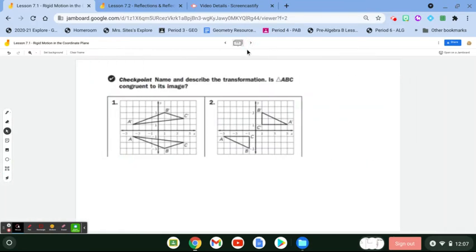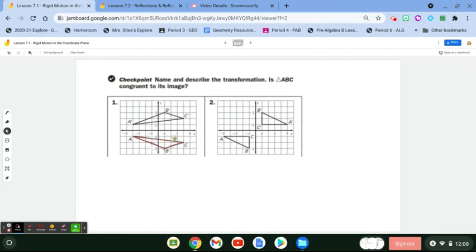All right, so guys, we're going to take a look at these ones as well. We want to name and describe the transformation and then determine is triangle ABC congruent to its image. Remember, image is the new one. So I'm taking a look. Here's ABC down here, so the pre-image.